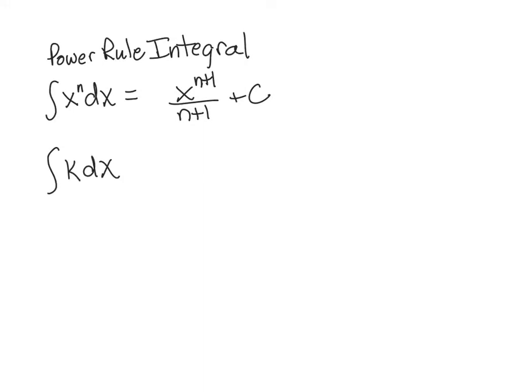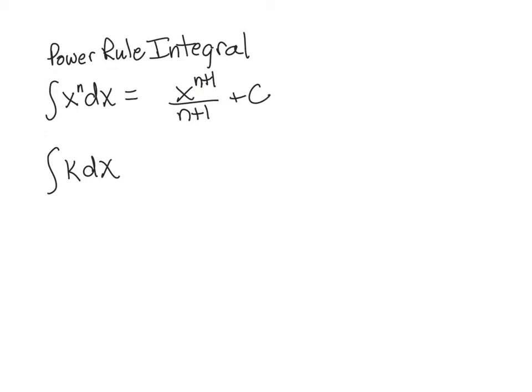If we have the integral of some variable to some number power, we're going to add 1 to the power and divide by the new power and allow for a constant of integration. Now, what if we were integrating just some constant? We'll call it k. If all you have is a constant, remember that there's an x to the 0 right there. x to the 0 equals 1. So you're integrating x to the 0 power.